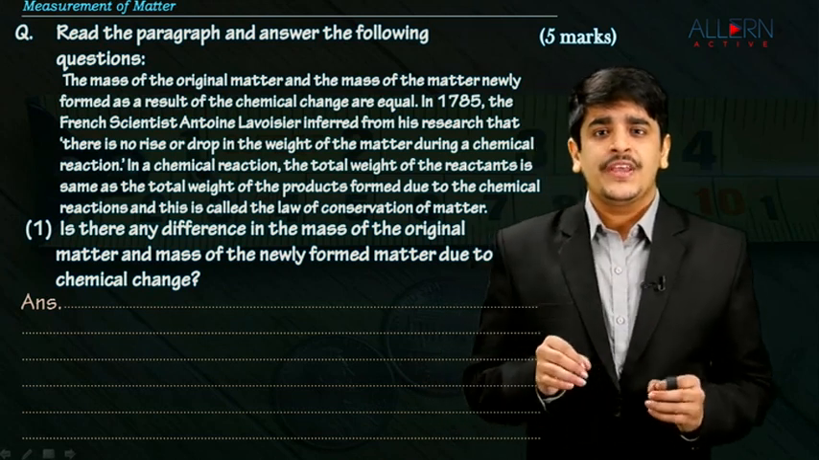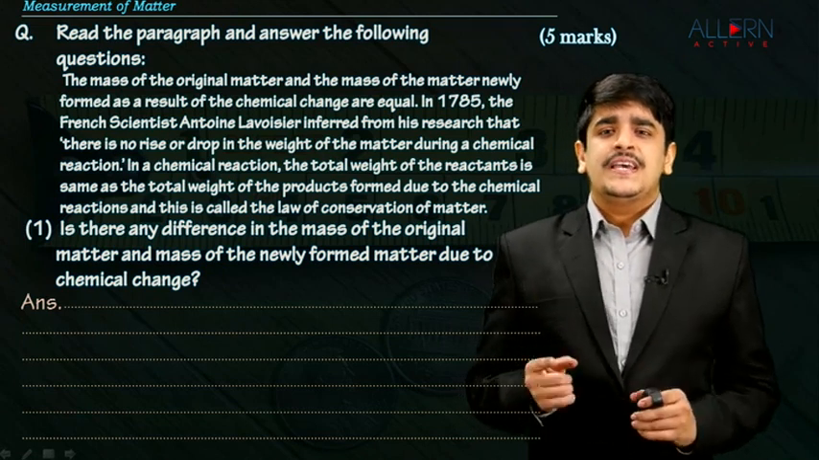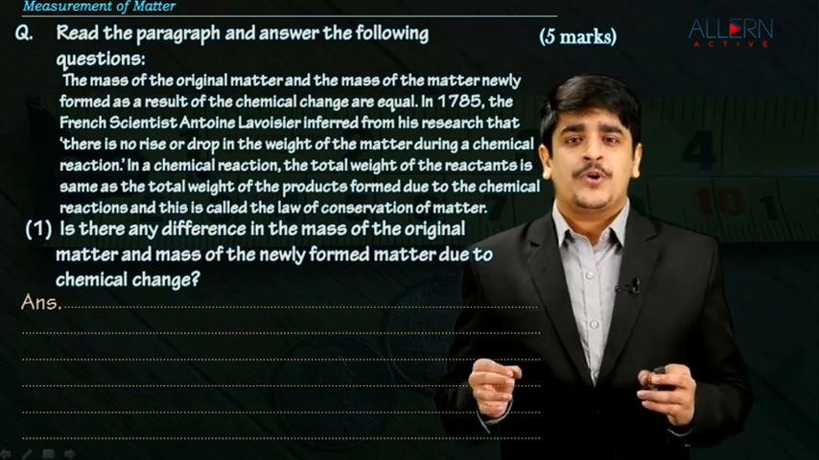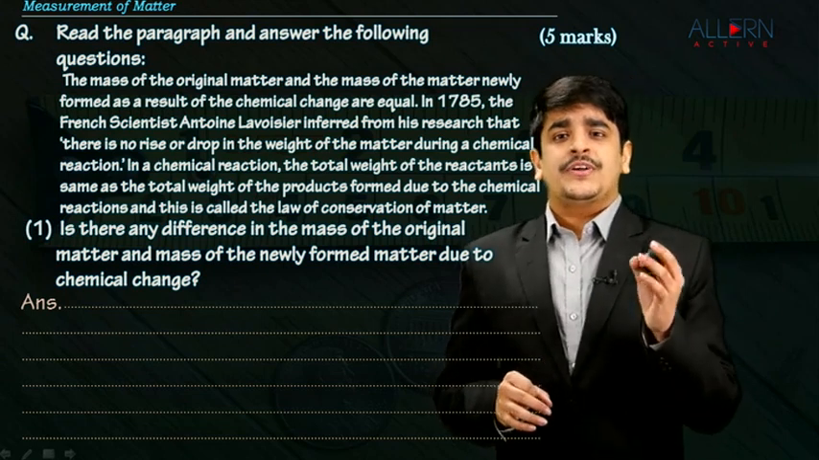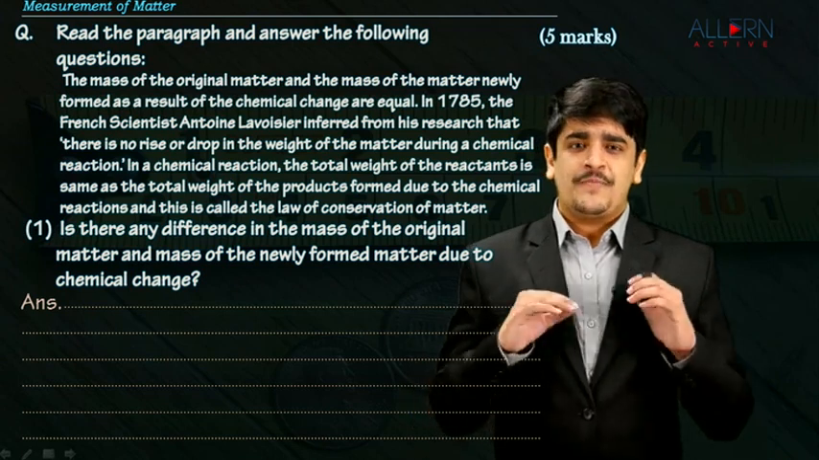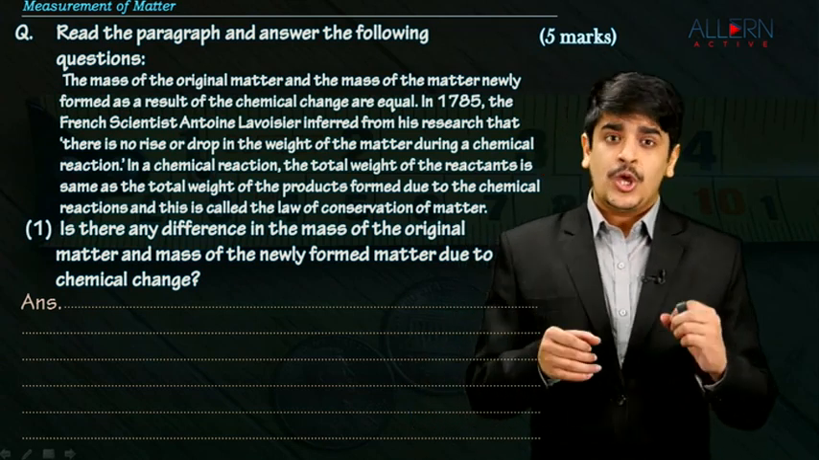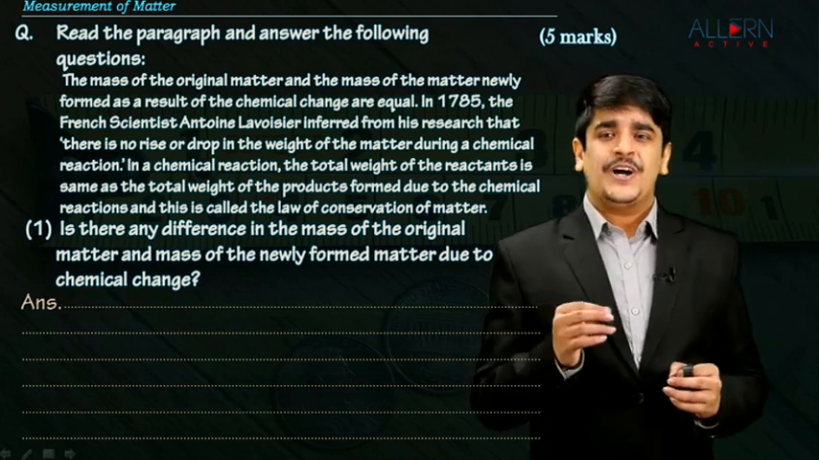Now, over here, in a chemical reaction, I can say that the total weight of the reactants is same as the total weight of the products formed due to the chemical reaction, and this over here is called the law of conservation of matter. So that's our entire paragraph, giving me tons and tons of information. Using that particular paragraph, I need to answer the following questions.